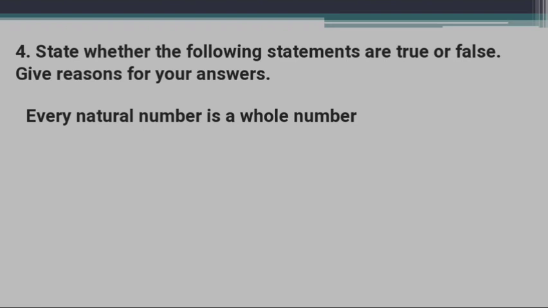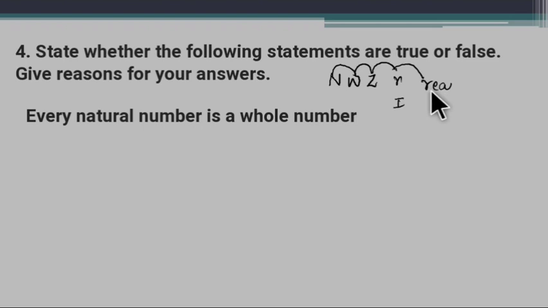First we learned about natural numbers, then we learned about whole numbers, then integers, then rational and irrational numbers, then real numbers. So this order is correct. All the natural numbers are whole numbers, all the whole numbers are integers, all the integers are rational numbers, and all the rational numbers are real numbers. So this order is true, but the reverse order is not true.